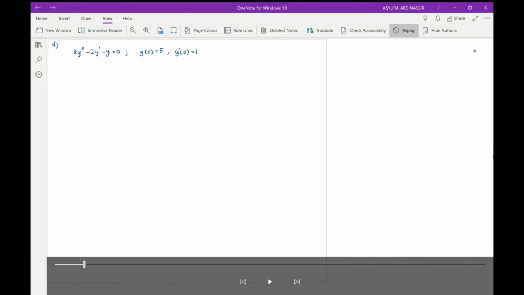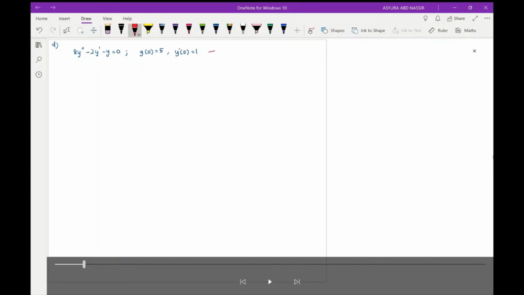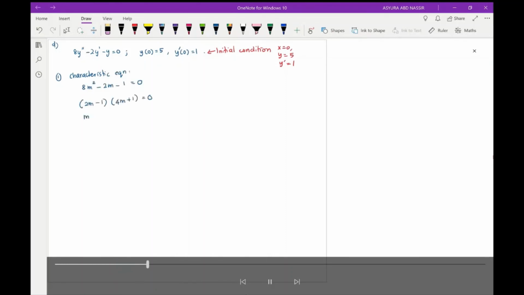For the next example, we will see how to solve a homogeneous second order ODE if you are given initial conditions. So this is the initial condition: when x is 0, y is 5 and y prime is 1. The first step is to write the characteristic equation. It will be 8m squared minus 2m minus 1 equals 0, and when you solve you will get m1 equals 1 over 2 and m2 equals negative 1 over 4.